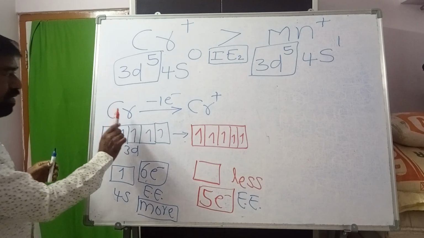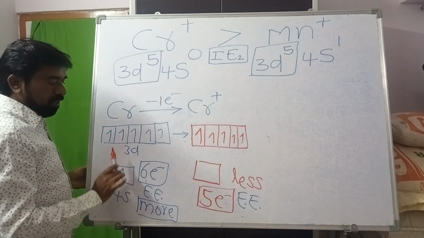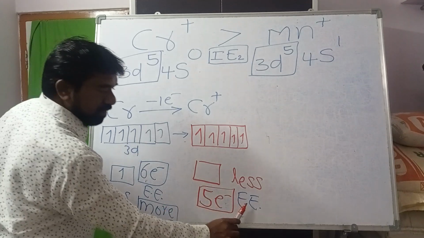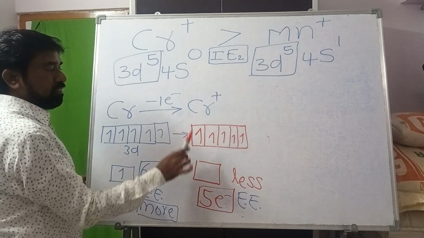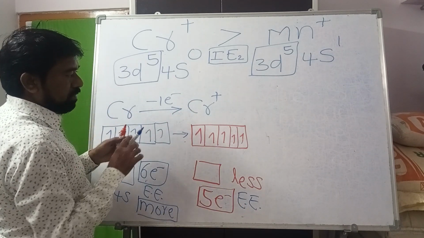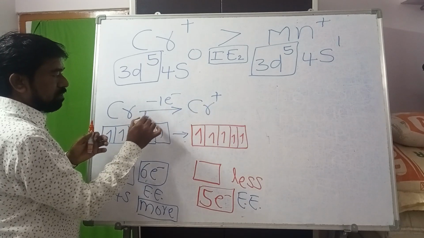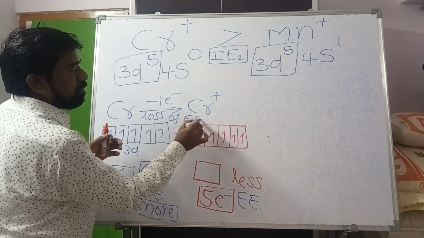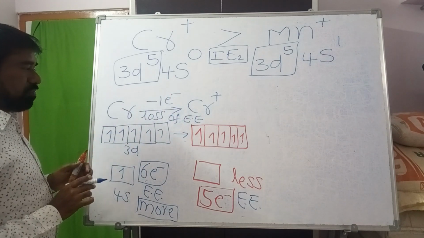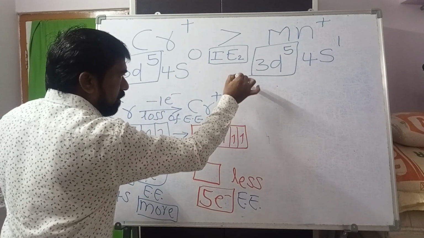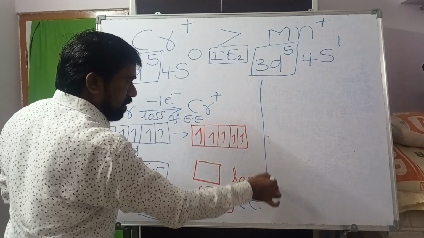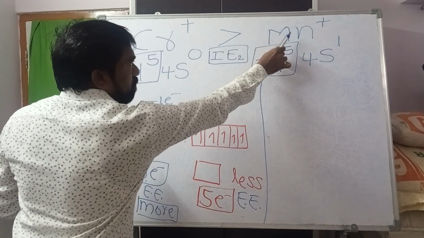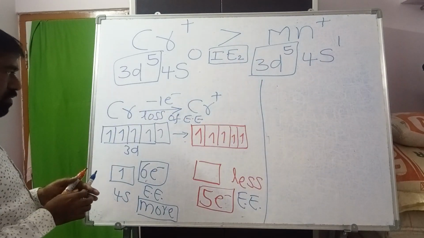Now, in this conversion, chromium goes from more exchange energy to less exchange energy, which means a loss of exchange energy takes place. In this conversion, there is a loss of EE. EE means exchange energy. This is the case 1 explanation. Now come to manganese plus.